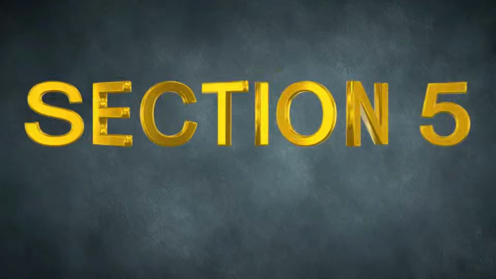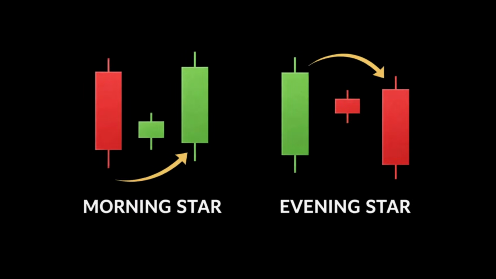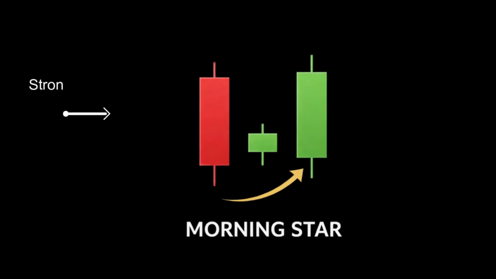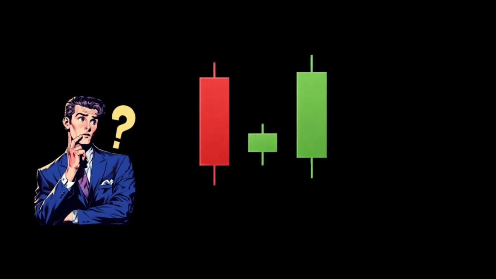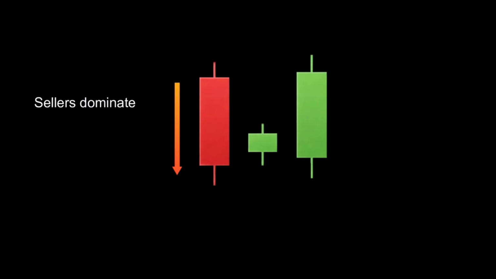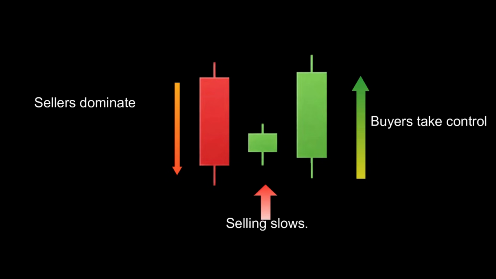Section 5. Morning star and evening star, exhaustion patterns. Morning star: strong bearish candle, small indecision candle, strong bullish candle. What's happening? First, sellers dominate. Second, selling slows. Third, buyers take control. That's transition. Evening star is the opposite.